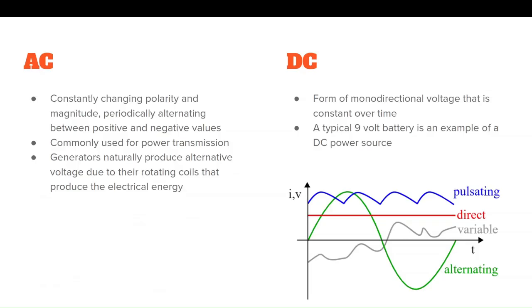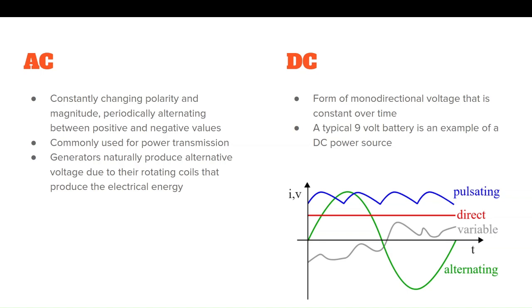AC and DC voltages. DC is a form of monodirectional voltage that is constant over time, unchanging in its direction or magnitude. A common example would be a 9-volt battery, where one terminal remains at a positive 9-volt potential difference and the other zero, with electrons flowing from negative to positive.